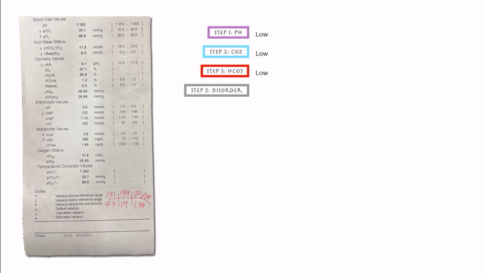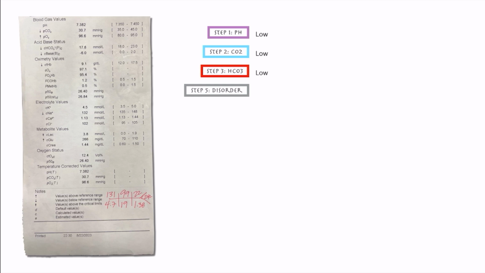But beyond that, we need to know if this is compensated. Now, I've taught you to go straight down the middle, right? 7.40, 40, and 26 as the mid-range numbers to help you decide which side of things you're on. But for the purposes of interpreting it, like giving a name to what you're seeing, all you really are looking at is: is it in the normal range or not?